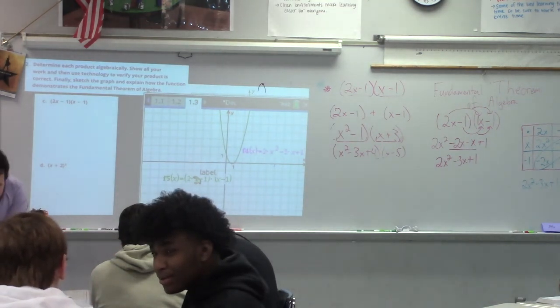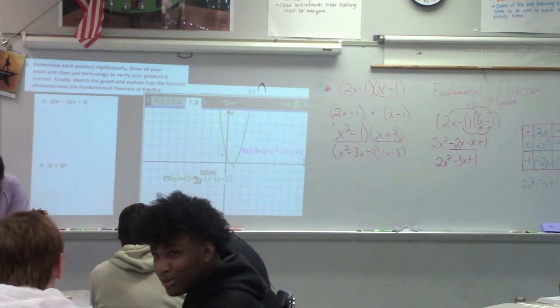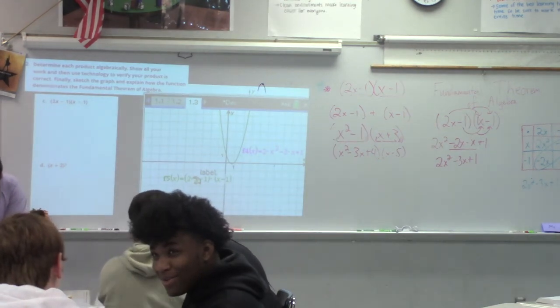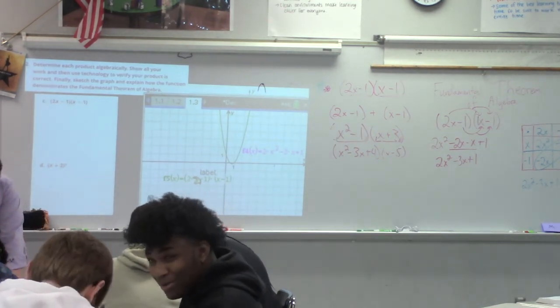Well, this answer right here. One thing I do want to point out, be careful, that says 2x squared. Do you have any like terms here that you want to combine?